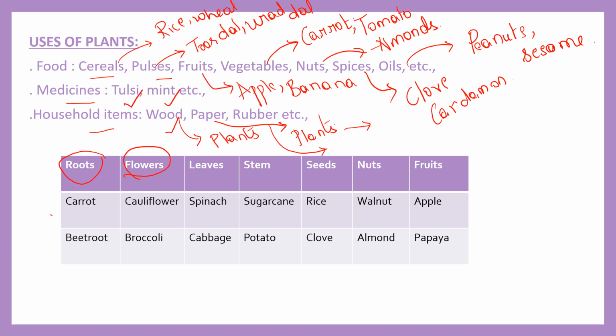Like, carrot is a root, beetroot is a root. And how about the flowers? Cauliflower is a flower, broccoli is a flower. And how about the leaves? You always eat the spinach and cabbage, right? And next, stem. Sugarcane is a stem. Potato is a stem. How about the seeds? Rice, clove, all these are seeds. How about the nuts? We eat walnut, almond. You know the fruits, apple, papaya, right? So this is about the uses of plants.